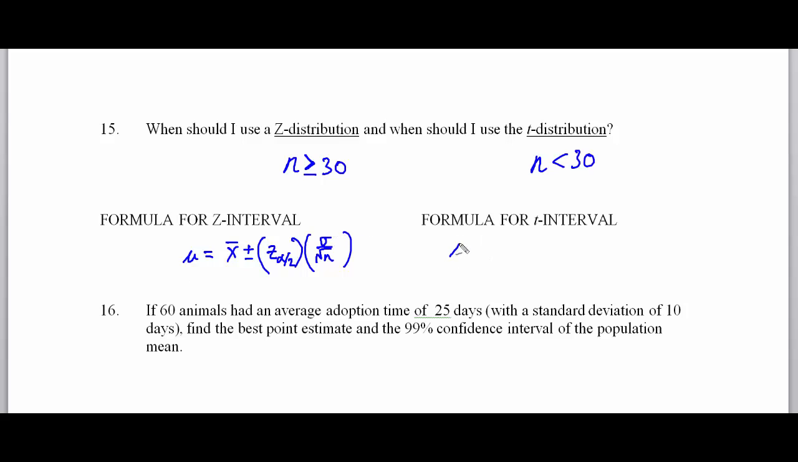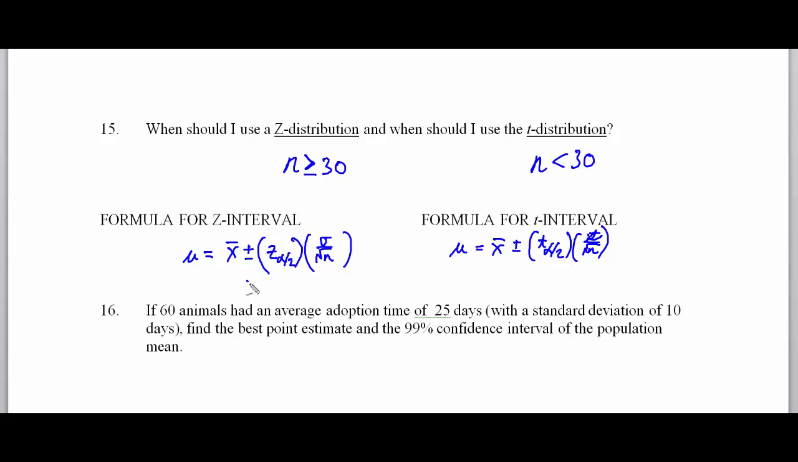Now the t interval is going to look exactly the same, except instead of your z-score, you're going to use a t-score. So this would be t alpha divided by 2. And in this case, we're going to have a lowercase s instead of lowercase sigma, because we have less than 30 pieces of data.